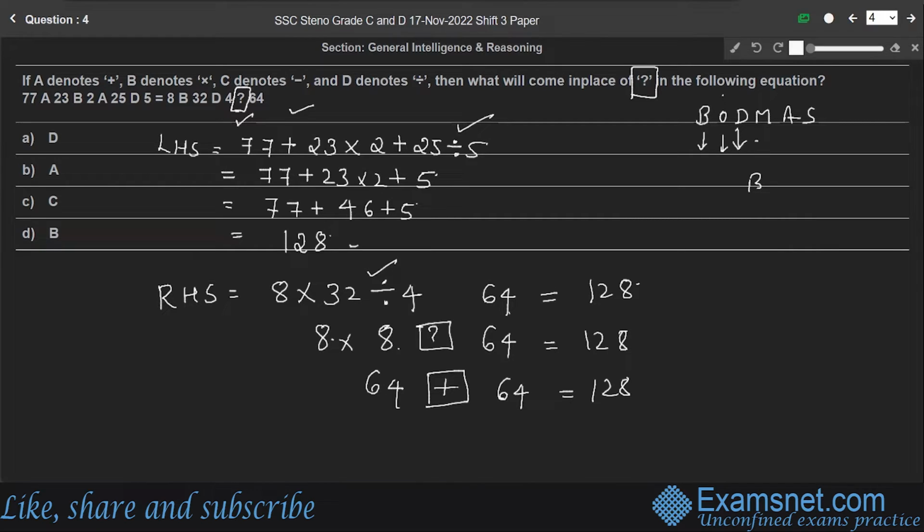Therefore, this question mark should be replaced with the addition sign. Addition is nothing but A, since A denotes plus. So this blank or question mark should be replaced with the letter A. A is in option B. So option B is the right answer.